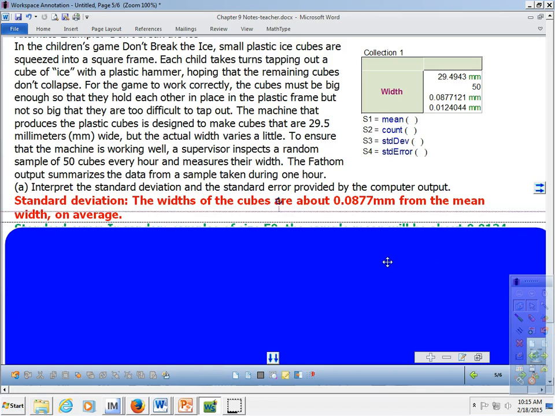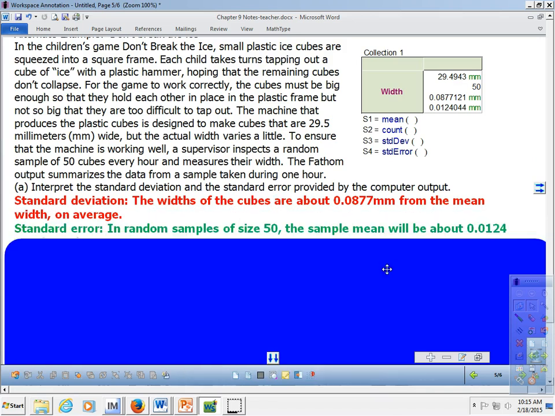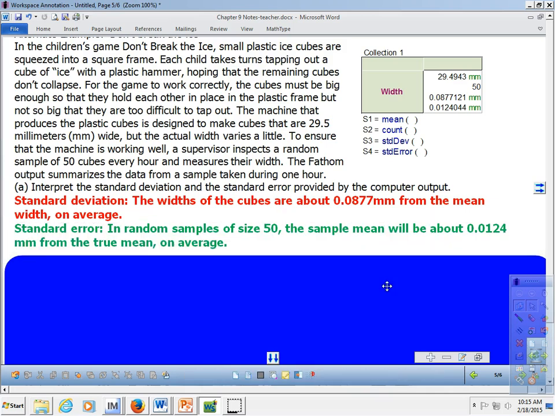The standard error suggests that we have to talk about that in terms of samples. So in random samples of size 50, the sample mean will be about 0.0124 millimeters from the true mean on average. Okay? So every time we take a sample mean, that sample mean will be about 0.0124 millimeters from the true mean on average. Okay? Same type of idea for the interpretation, just interpreting in terms of samples instead of individuals. Okay?